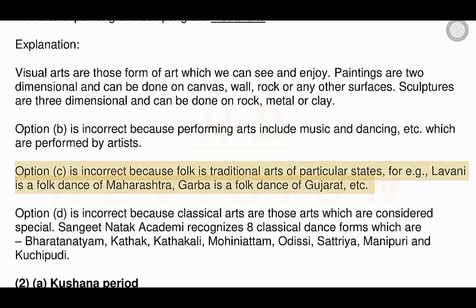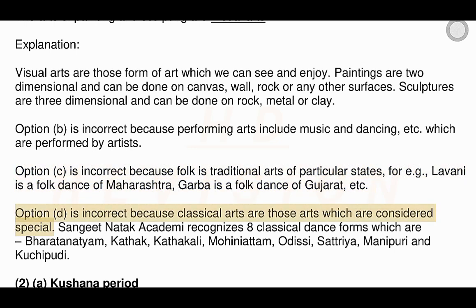Option C is incorrect because folk arts are traditional arts of particular states. For example, Lavani is a folk dance of Maharashtra, Garba is a folk dance of Gujarat, etc. Option D is incorrect because classical arts are those arts which are considered special. Sangeet Natak Akademi recognizes 8 classical dance forms which are Bharatanatyam, Kathak, Kathakali, Mohiniyattam, Odissi, Satriya, Manipuri and Kuchipudi.